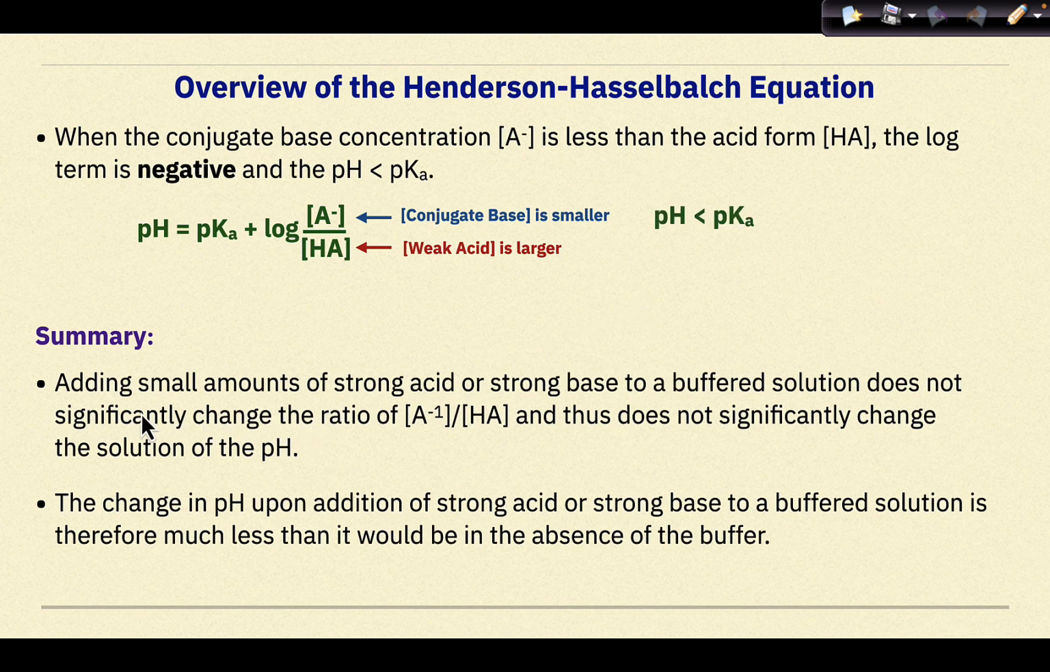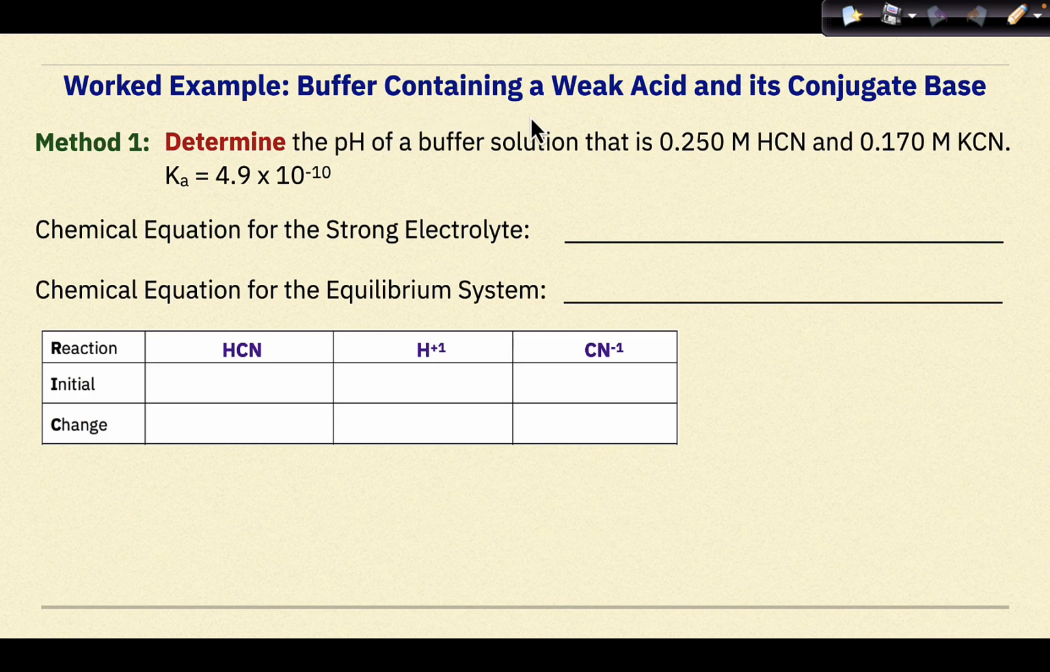To summarize, adding small amounts of strong acid or strong base to a buffered solution does not significantly change the ratio of weak base to weak acid, and thus does not significantly change the pH of the solution. The change in pH upon addition of strong acid or strong base to a buffered solution is therefore much less than it would be in the absence of a buffer, and we'll see this more when we talk about titration curves. Worked example, buffer containing a weak acid and its conjugate base.